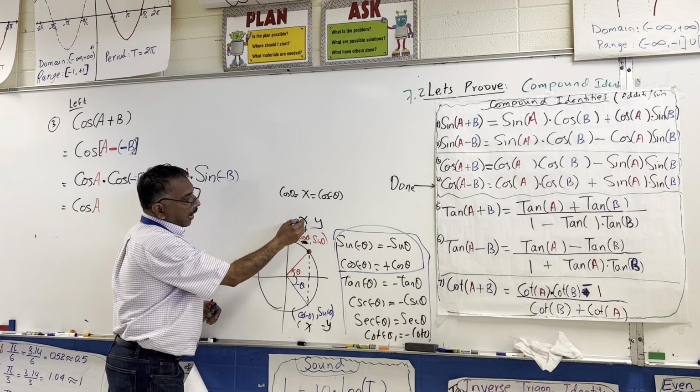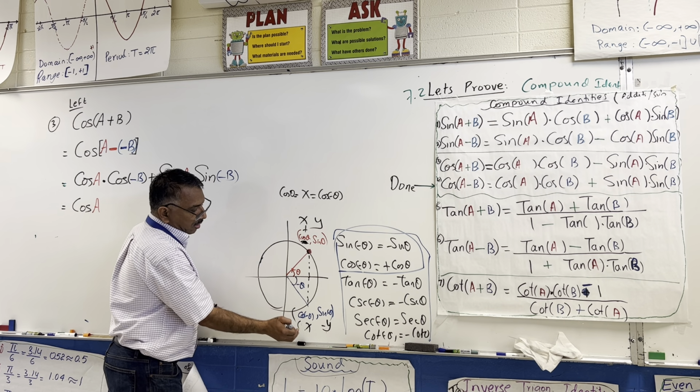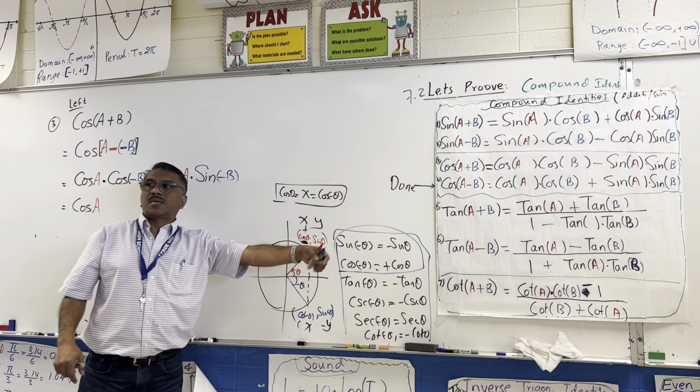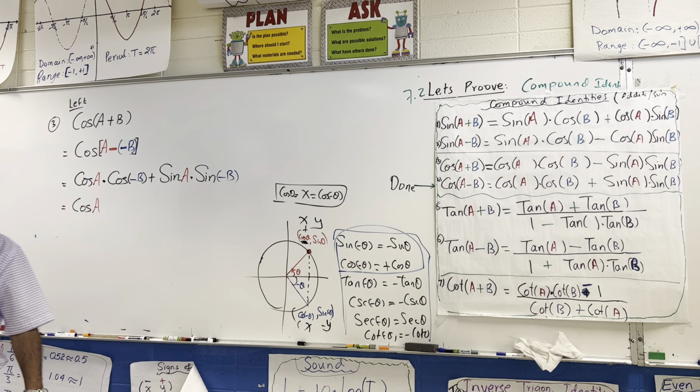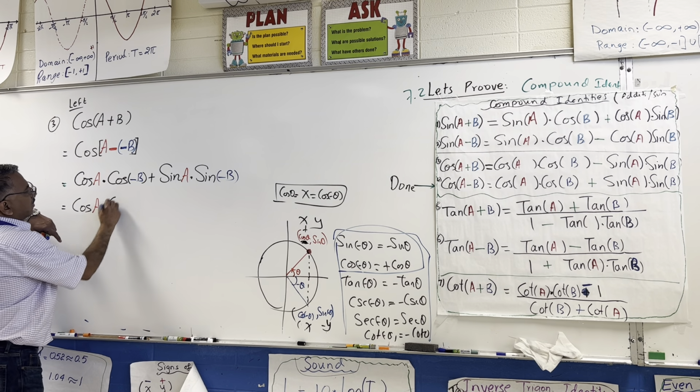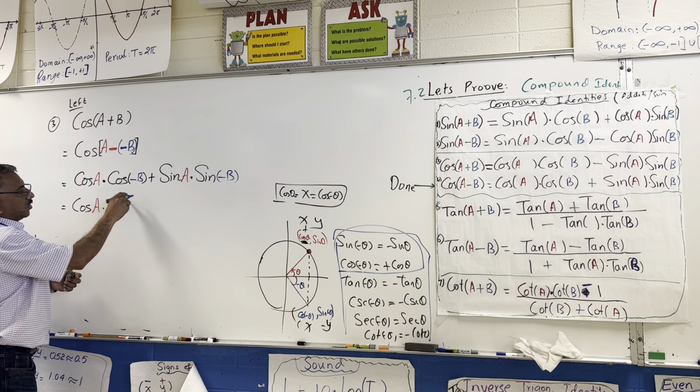So here x is cosine theta, and here x is cosine minus theta. So that's why it doesn't matter. Can you see this? Cosine of minus theta is cosine theta. So minus just vanishes. So we can write this directly as cosine of just A B. Done.